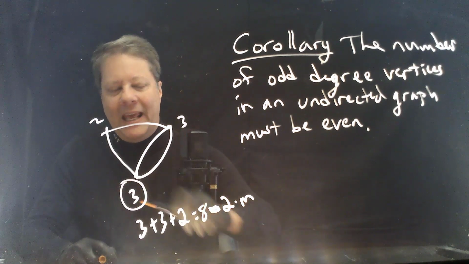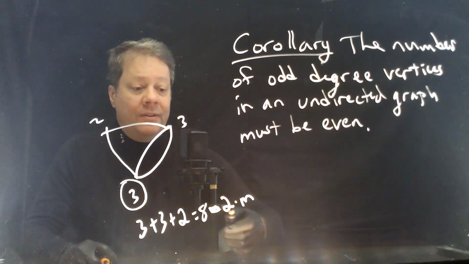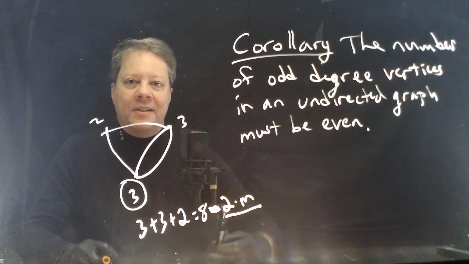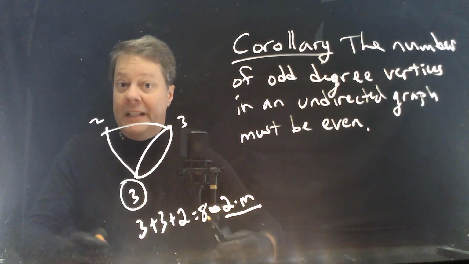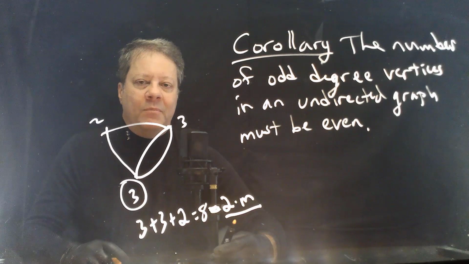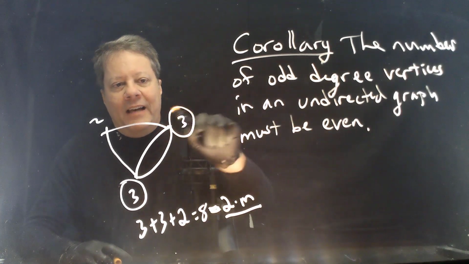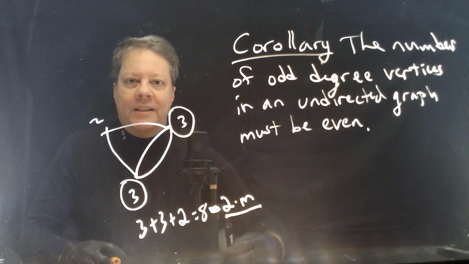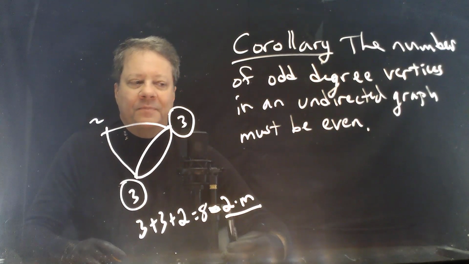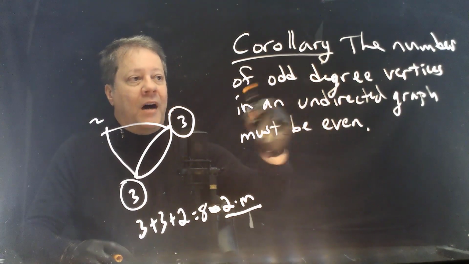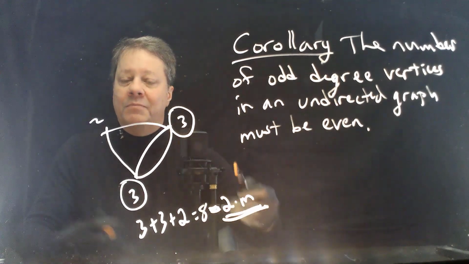You can see that if you only had an odd number of odd degree vertices, you couldn't get an even number as the sum of the degrees. Even number plus even number will be even. If you add one odd number to an even number, you will get an odd number. You have to have an even number of odds added together, because if you add an odd number to an odd number, that will give you an even number. So the number of odd degree vertices has to be even, because of the even total number of edges.